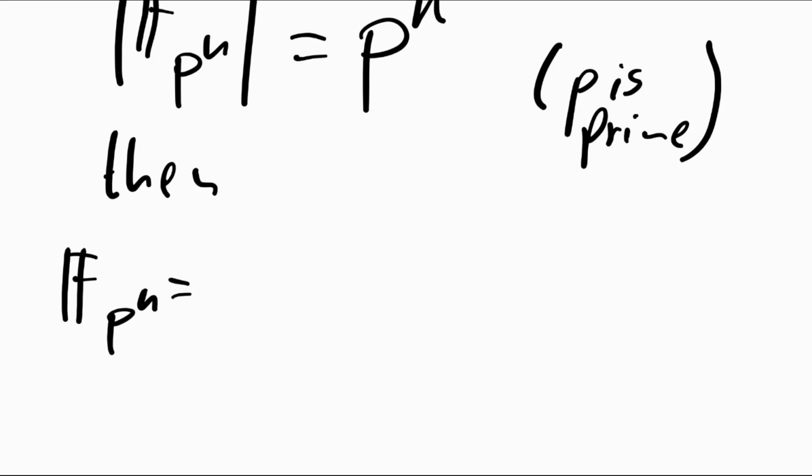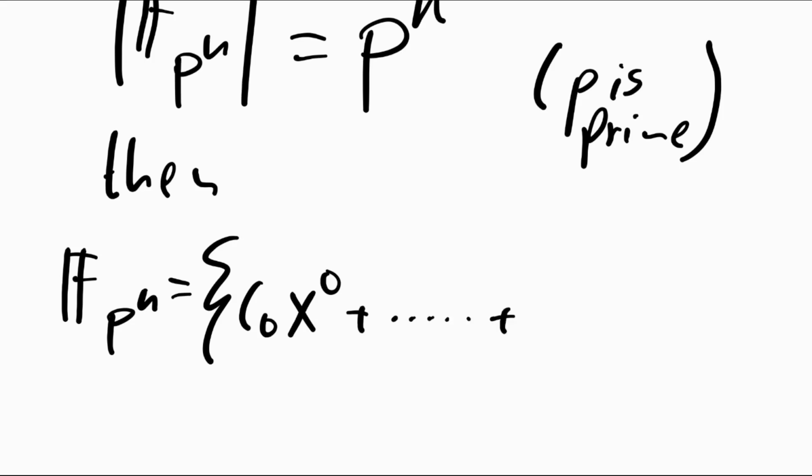If you want to list out the elements as a set, we have c0 x to the 0 plus, and we continue until c sub n minus 1, x to the n minus 1. So c sub n minus 1, x to the n minus 1.